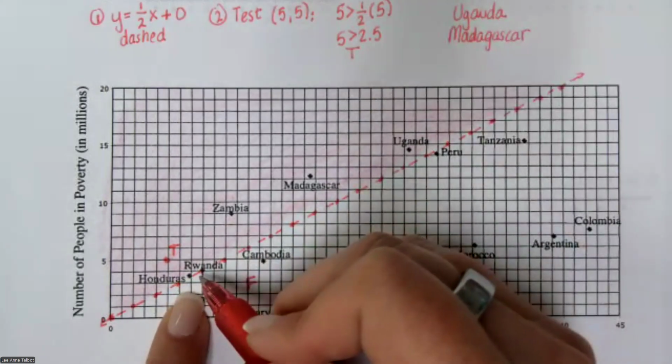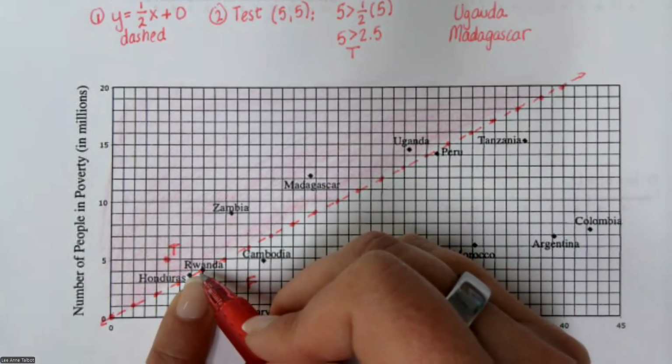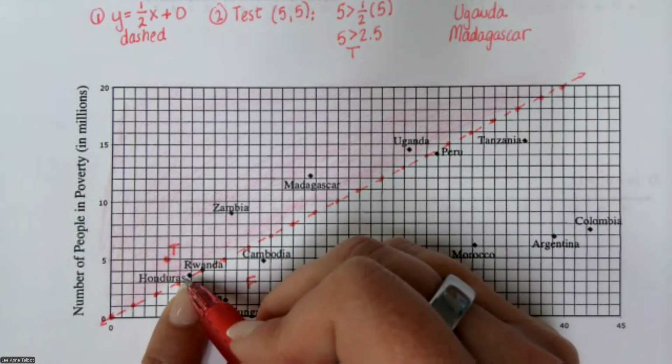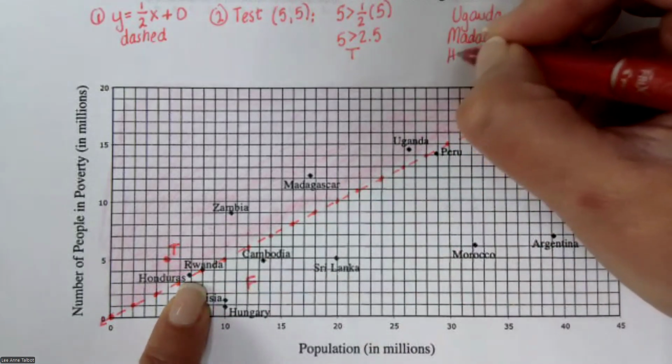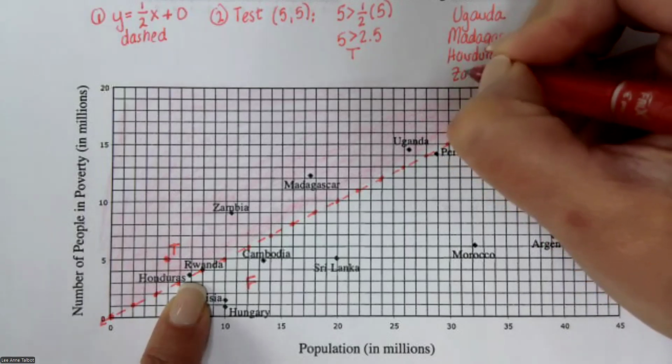Actually, I think Rwanda is on the line and the line is dashed, so no. But I think Honduras is right above the line. And then Zambia.